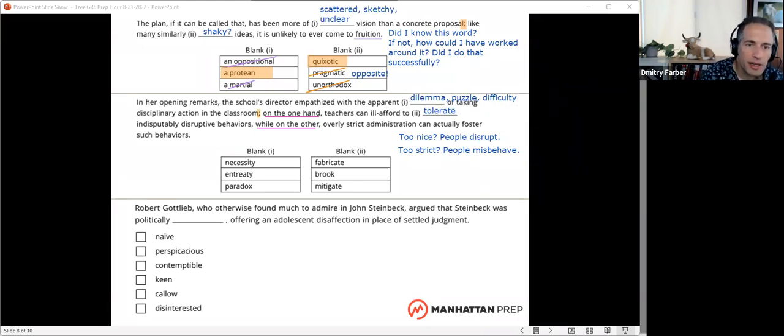And so I would look at necessity and say, hey, I'm sure it is kind of necessary to have some disciplinary action, but that's not what they're saying. So it's a nice familiar word, but it's not what they're saying. Entreaty is when you're pleading for something. You're asking someone to do something. That's not what we want.